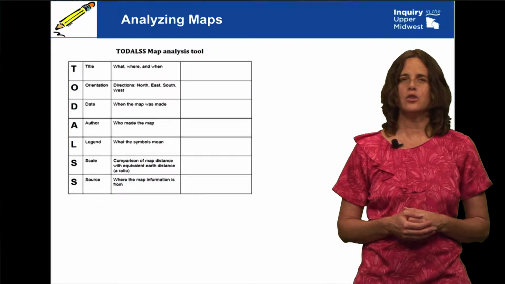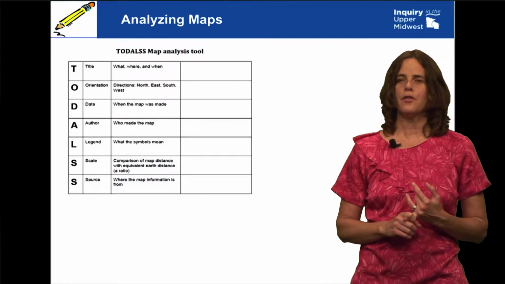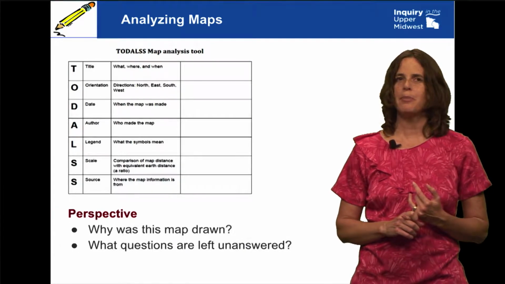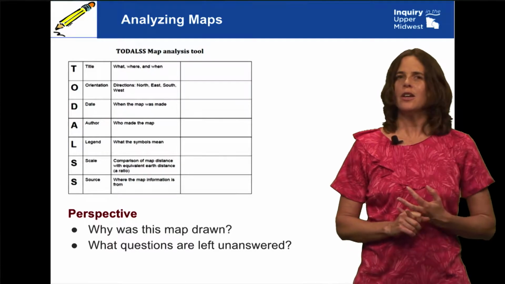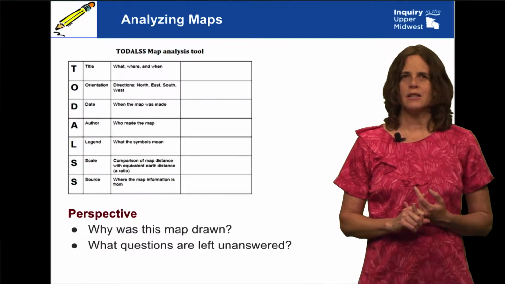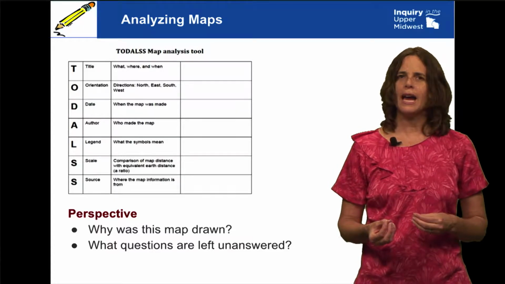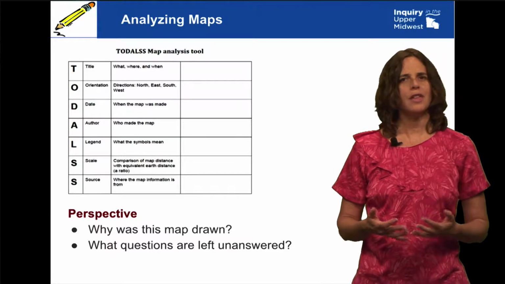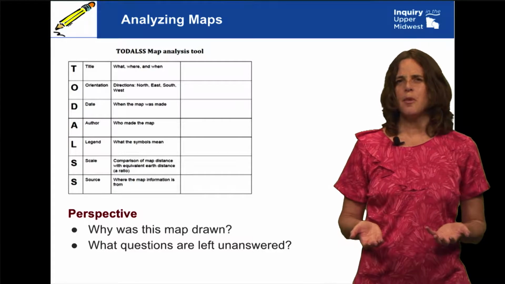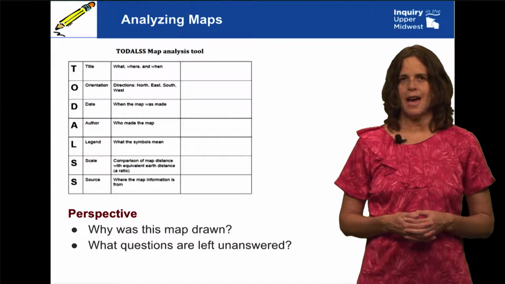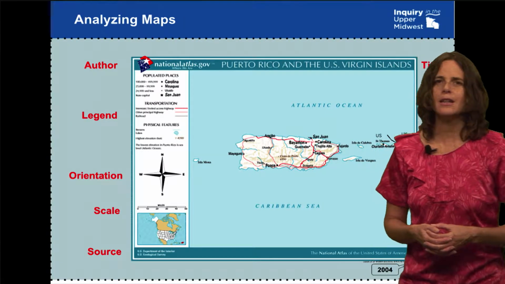The two questions are, the first one is why was the map drawn? And what questions are left unanswered? Once you read the map using the TOTALS and think about the why, then it's always good to think about what is missing from the map and other questions such as that. So let's look at an example.